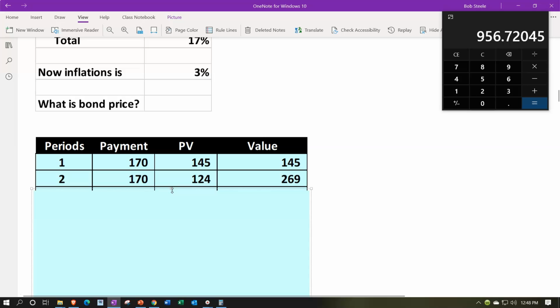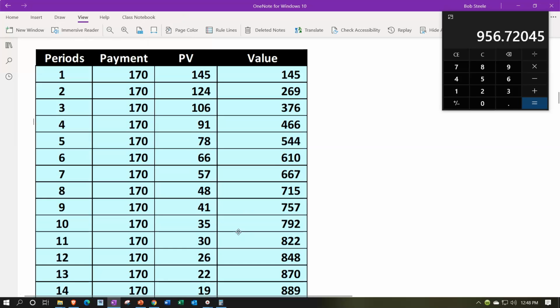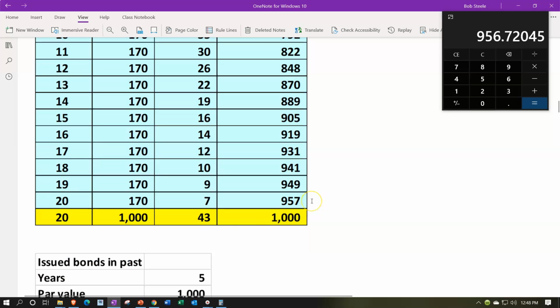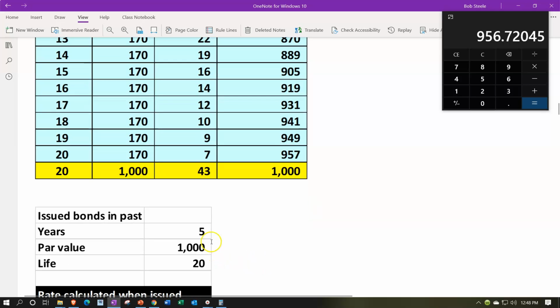That would be the 170, would be 124. 124 plus the 145 gives the 269. Third payment, 170, bringing it back 3 periods, would be 106. 106 plus the 269 gives us the 376, and so on. Taking that down to the bottom 20 periods, that gets us once again to the 957. That this time rounded, no cents, no pennies being added here. We could also take the present value of the 1,000 and tack that on, also 20 periods out, if we were to present value it using Excel, magically getting the present value of the 43.